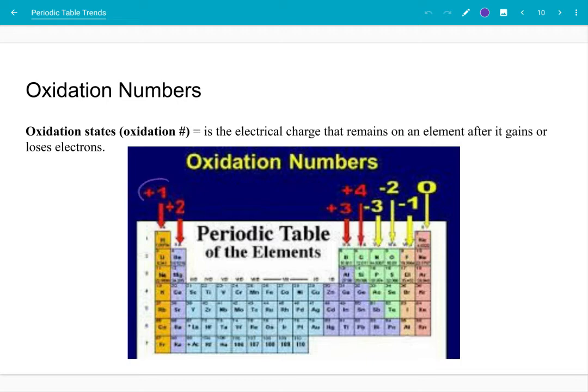So notice group 1 is +1 for its oxidation number. Group 2 is +2. Group 3 is +3. Group 4 is usually plus or -4. Group 5 is -3. Group 6 is -2. Group 7 is -1. And group 8 is 0. So I do want you to write these on top of the periodic table. And then what you're going to find is how this all comes together as we start the next unit.